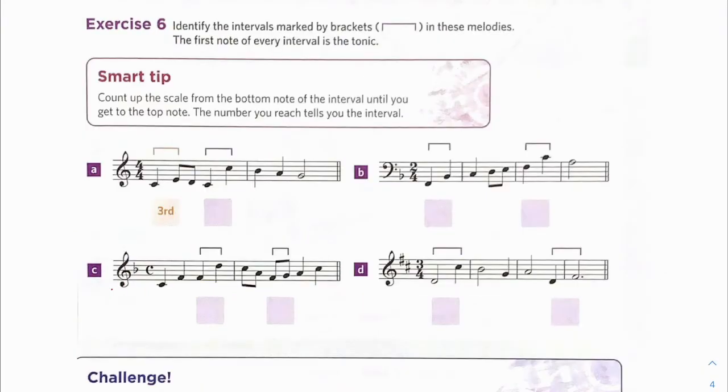Exercise 6. Identify the intervals marked by brackets in these melodies. The first note of every interval is the tonic. Smart tip. Count up the scale from the bottom note of the interval until you get to the top note. The number you reach tells you the interval. Question A. We are in treble clef. This is where the first bracket is, and it's done for you as an example. The first note is C, the second note is E, and the first note is the tonic, so we are in the key of C major.